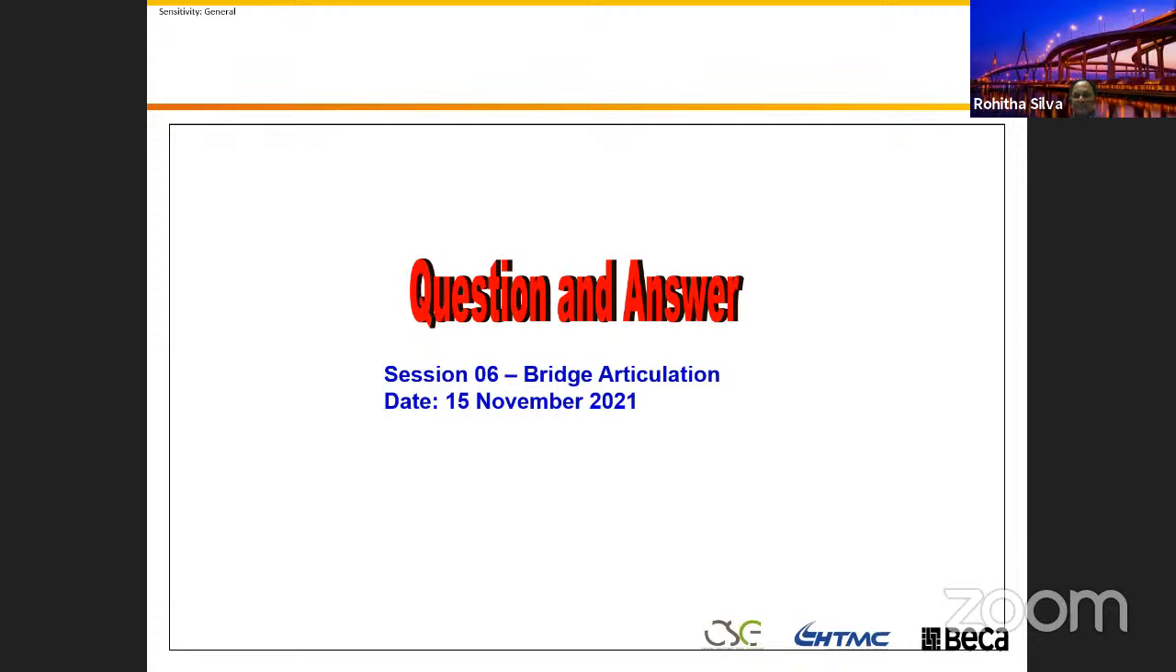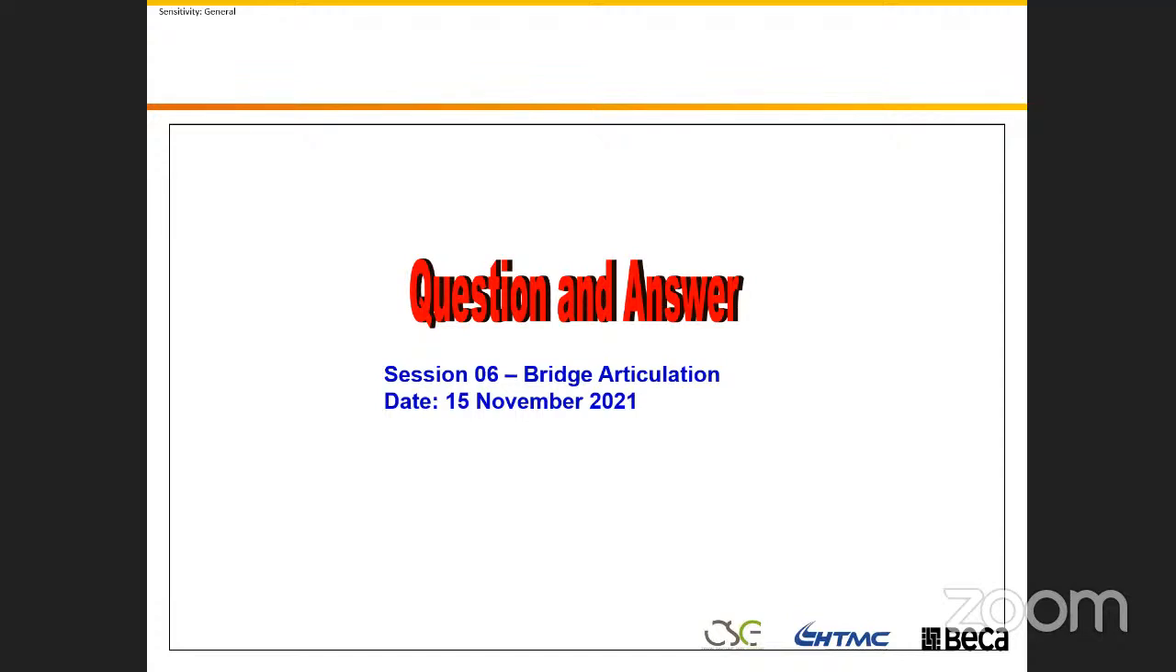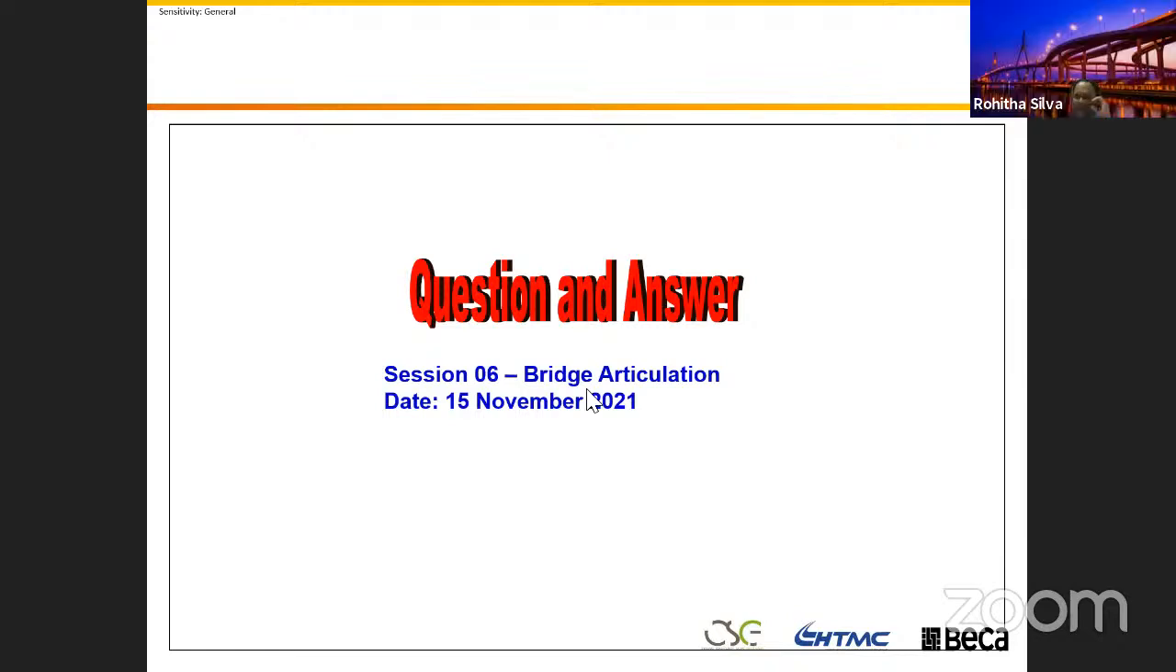Then in the next session I'm going to discuss bridge articulation. I promise you that lecture is not going to go 3.5 hours. I spent a lot of time to prepare these slides and to explain to you, because if you don't know what you are designing for, why you are choosing this load, how you're going to apply them, and how important they are, then you can't design bridges. So that's what I explained to you.